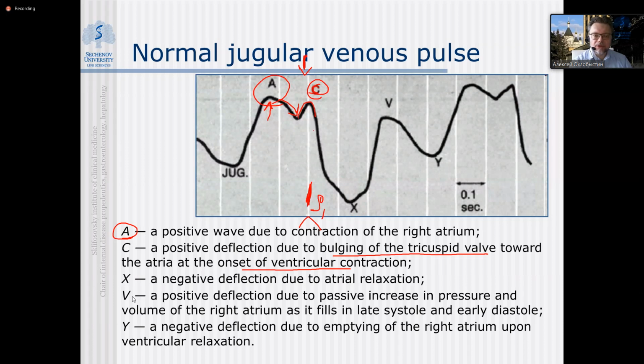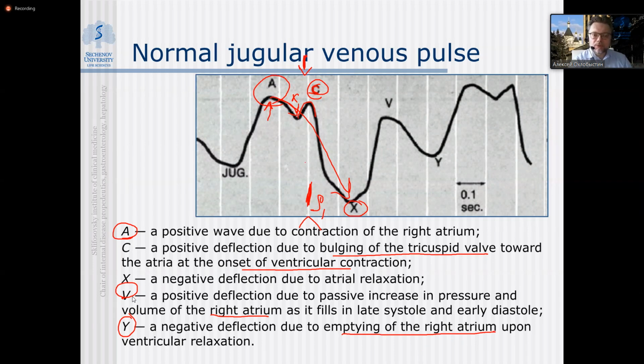X wave. Actually, this may also be called the X descent. That is the negative wave representing the filling of the right atrium from the jugular vein. V is a positive deflection, representing a passive increase in pressure along with filling of the right atrium. So there will be more and more blood in the right atrium, and in late systole there will be some increase in pressure. Pressure will be conducted from the atrium filled with blood to the jugular vein. And Y wave is the negative deflection due to emptying of the right atrium upon ventricular relaxation.